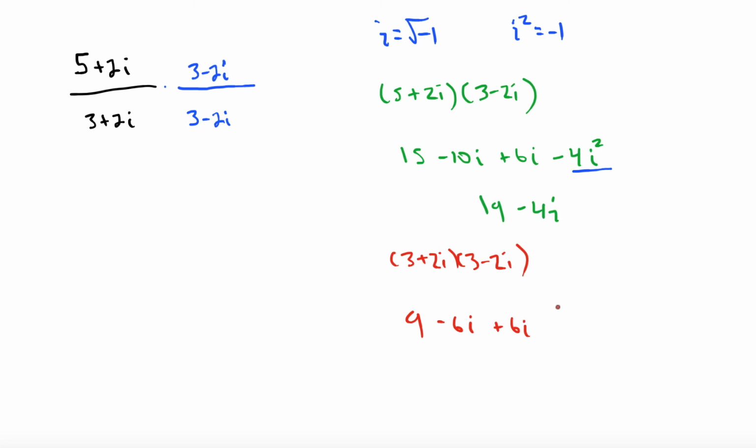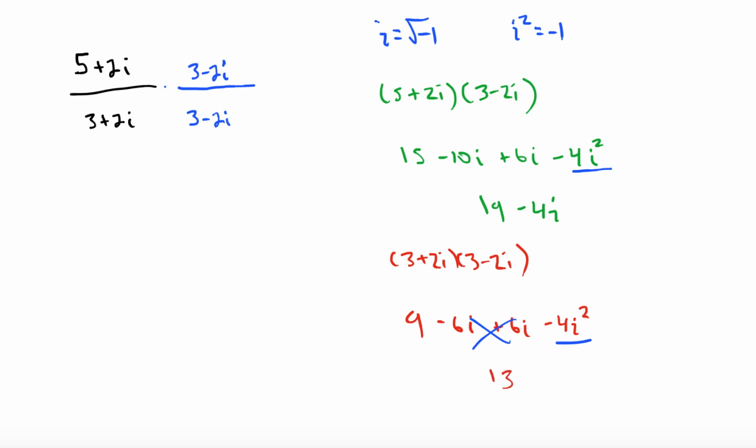And then for the last two terms, we have 2i times negative 2i, which is negative 4i squared. Now, once again, i squared is equal to -1. So that'll change that into a plus 4. Notice what happens here, though. Negative 6i plus 6i, those cancel out. So the 9 plus 4, that just leaves us with 13 here.